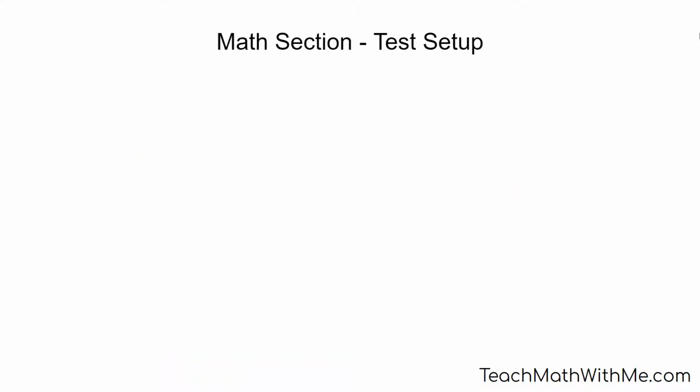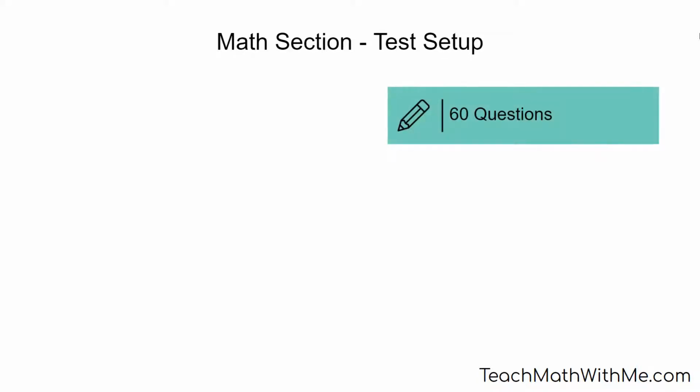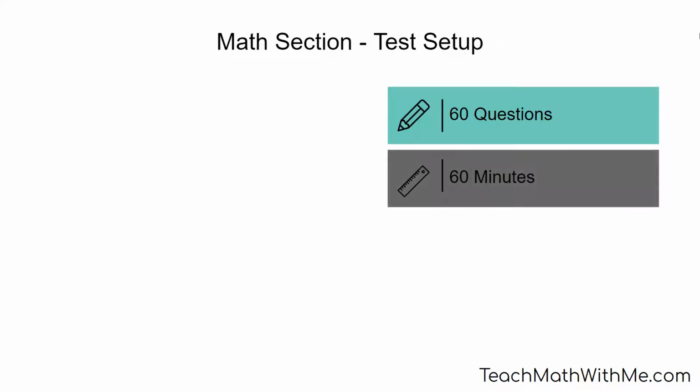So what does the math section of the ACT look like? If you've taken the test before, you may be familiar with this. But here's a little review. There are 60 questions on the math section, and you have 60 minutes. So we have to answer the questions correctly, but we also have to do it within a certain time period. So we're going to focus on being able to answer the questions and do that in a timely manner.